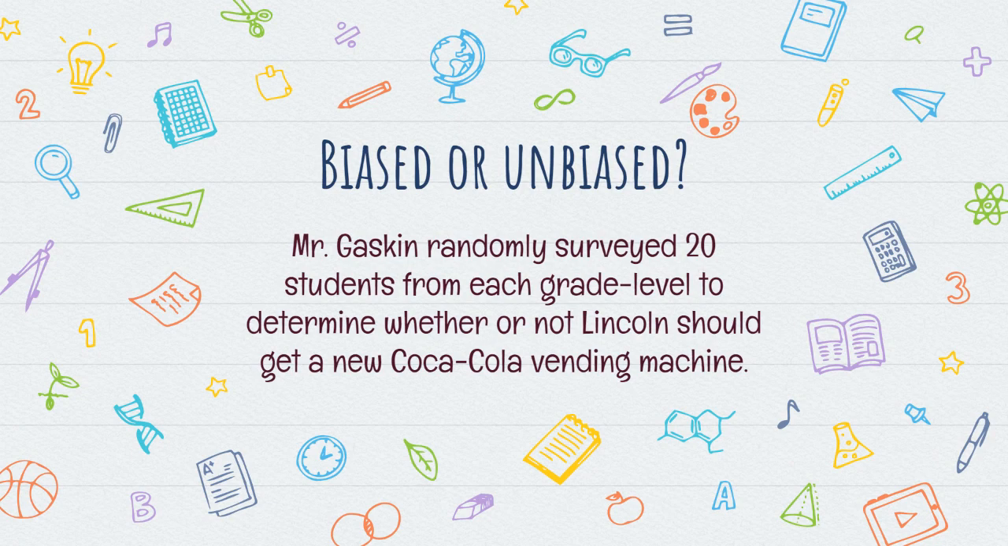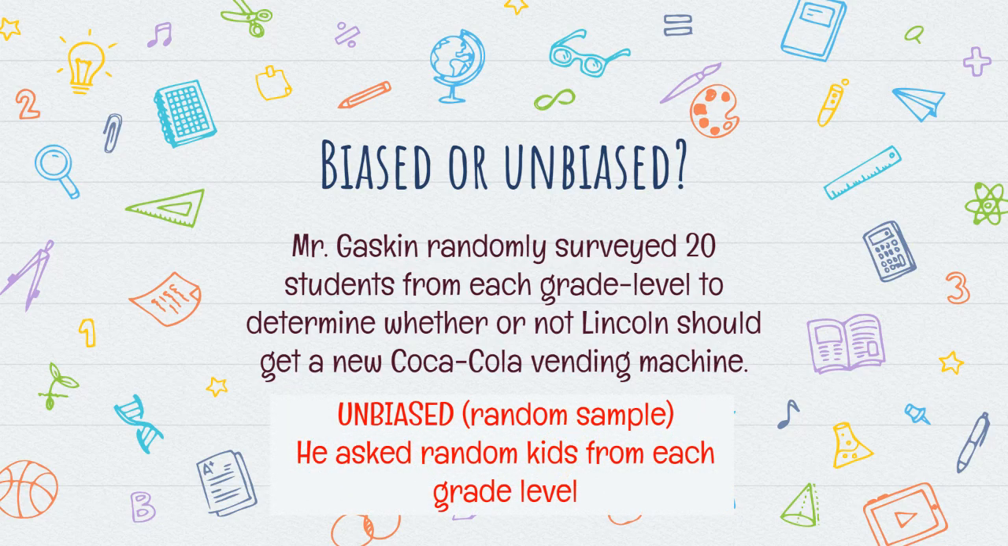So let's decide if samples are biased or not. Mr. Gaskin randomly surveyed 20 students from each grade level to determine whether or not Lincoln should get a new Coca-Cola vending machine. So is that biased or unbiased? This would be unbiased. It's a random sample. He asked random kids from every grade level, so that would represent all students at Lincoln. All right, some of you might think, well, what about the teachers? We don't care. We already have a Coke machine.